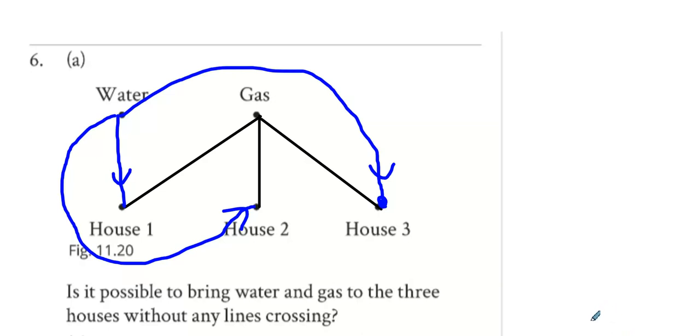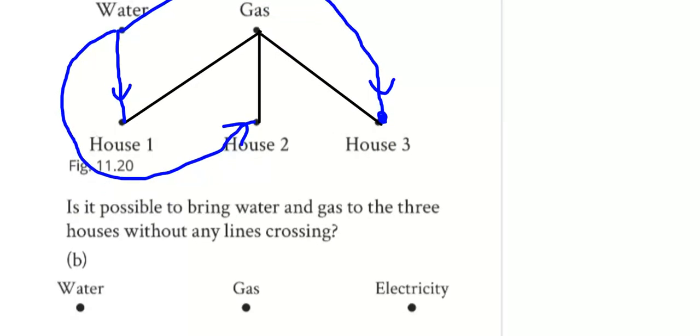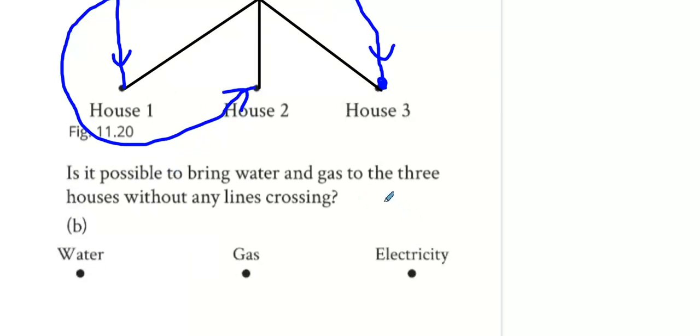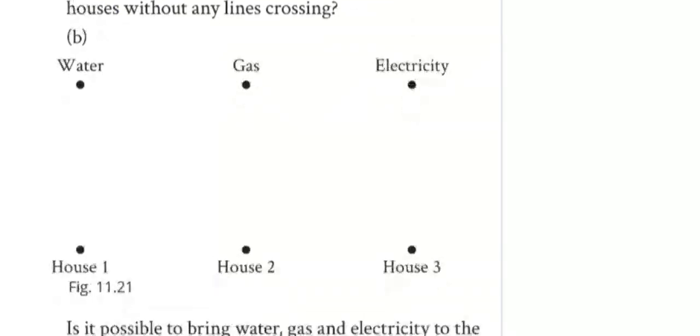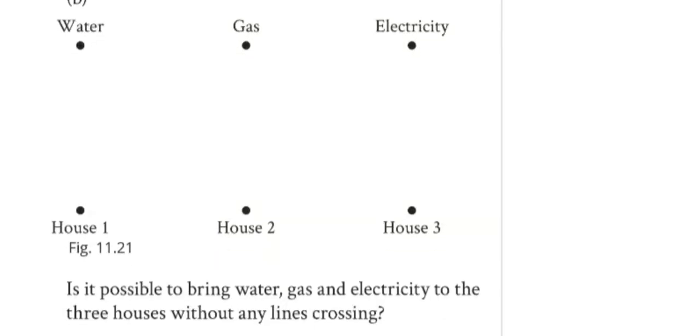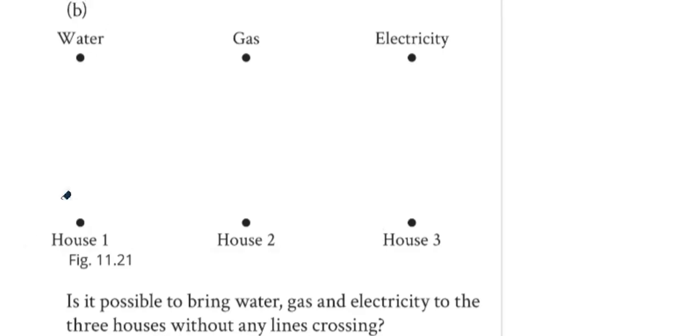Now, happy days. Yes, it's possible because we just did. Now, what about this one here? To 3 houses without any lines crossing. We did that already. Now there's 3 different networks. It's possible to bring water, gas, and electricity to the 3 houses without any lines crossing?